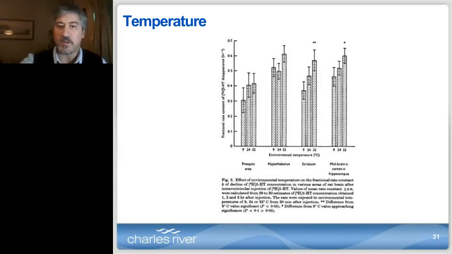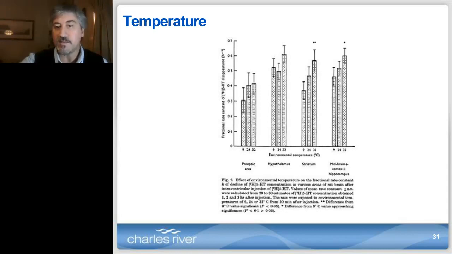Again, this is actually an older study, but I think it's very illustrative. This is an experiment where they measure the declining serotonin. What they measure in the experiment is not so relevant for our discussion. What is really relevant is that they measure that experimental result at 9 degrees, 24 degrees, or 34 degrees. This is the environmental temperature.